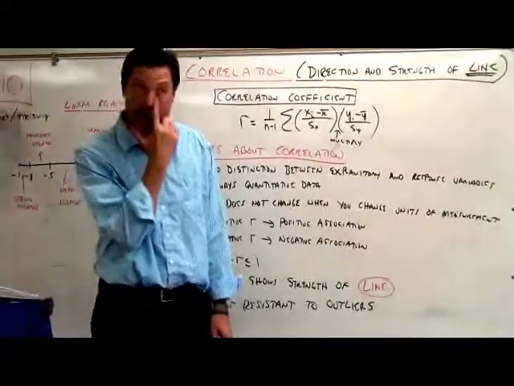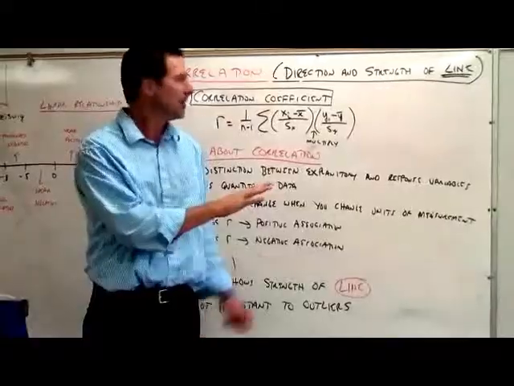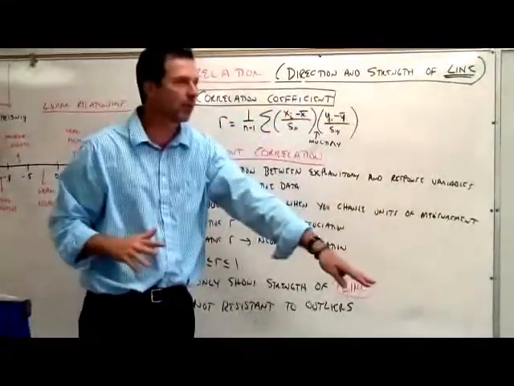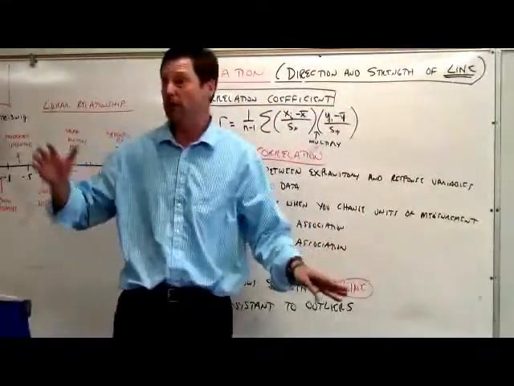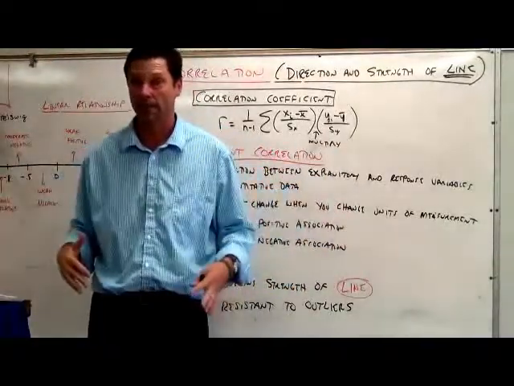Now, like I said, somebody a lot smarter than me came up with this formula. But you're guaranteed, after you do this formula for any set of points, that your answer is going to be somewhere between -1 and +1. It's guaranteed. It can't be more than that.